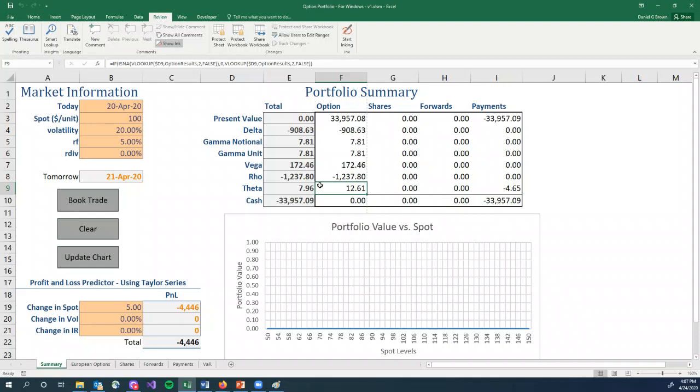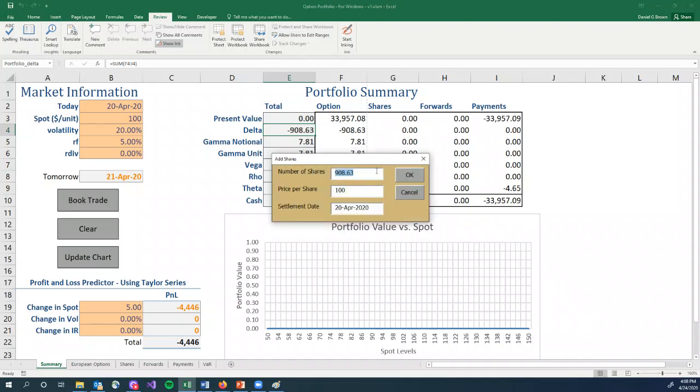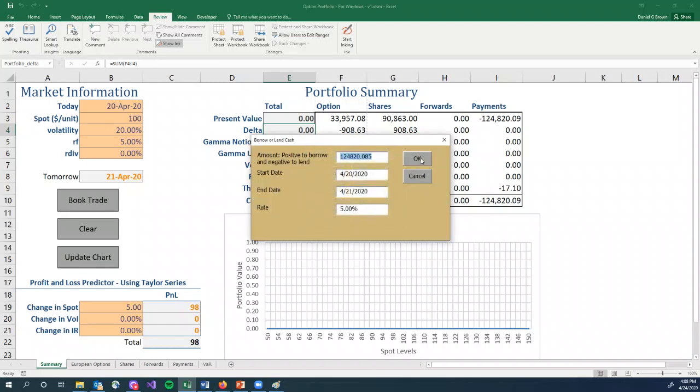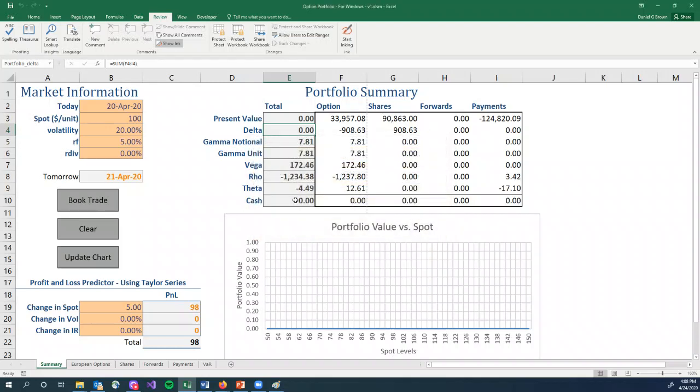But that's only true for a delta hedged zero present value portfolio. So we've satisfied the zero present value, but we haven't delta hedged. So let's delta hedge and see what happens. We have to buy 908 shares, and now we have a delta hedged portfolio. Let's, for completeness, borrow and lend our cash for a day. Doesn't really matter for our theta calculation. And we have a negative theta. The option has a positive theta, but this portfolio has a negative theta.